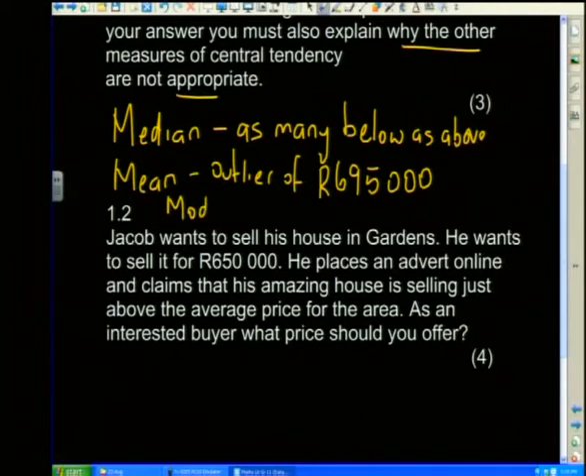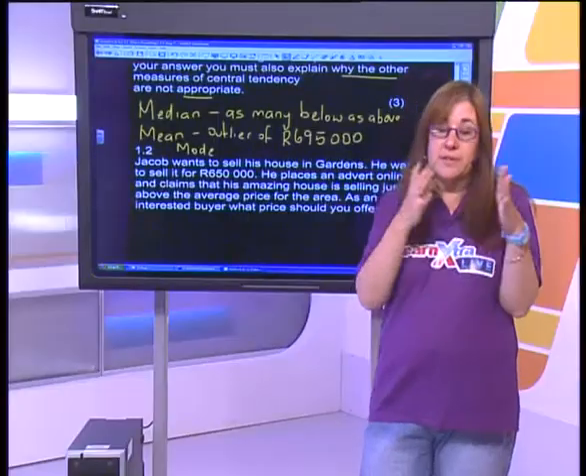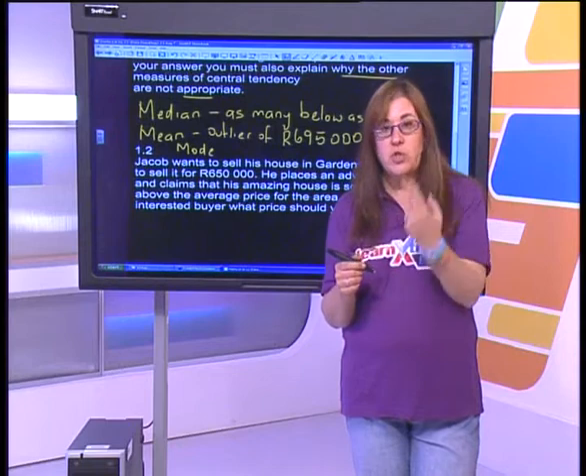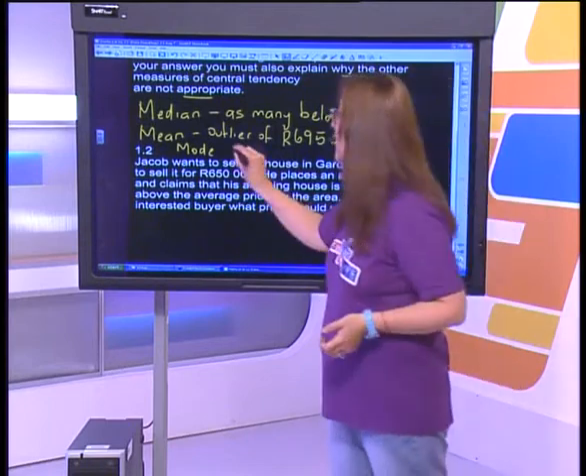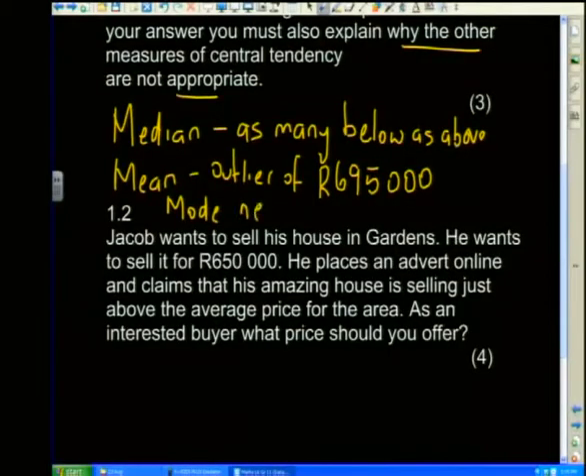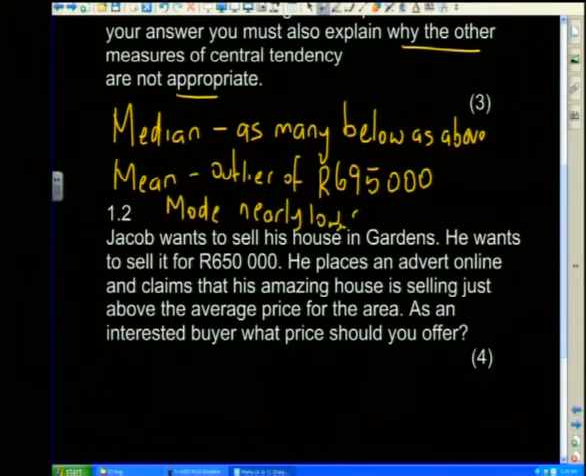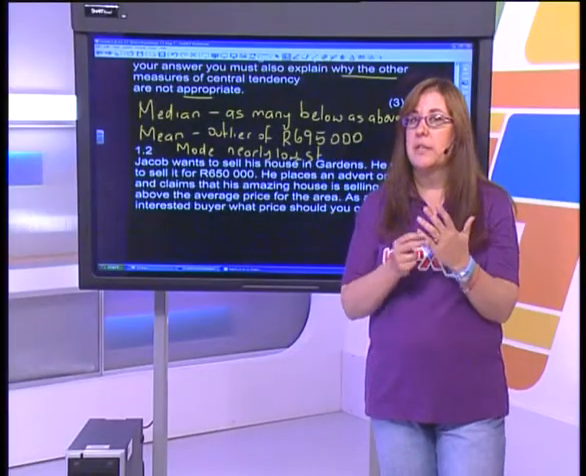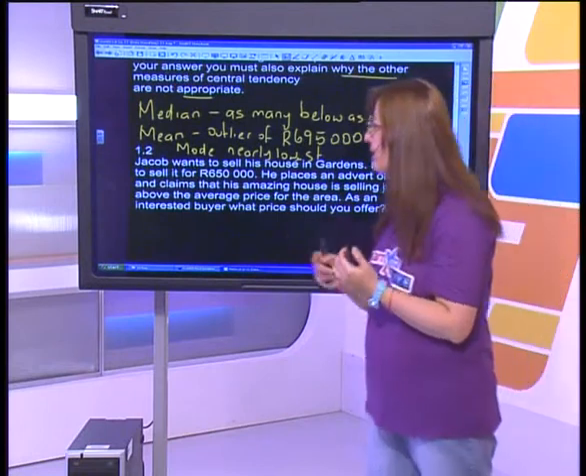Well, in actual fact, the mode was the highest number that was the same, and it was 320,000. There were only 2 houses sold for 320,000, but it is actually nearly the lowest. So always remember, if they ask you which central tendency, you need to be looking at the median. That is always your best one.